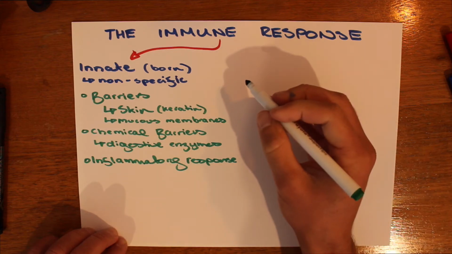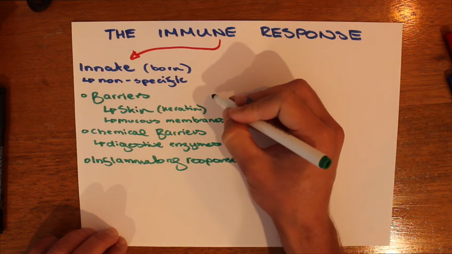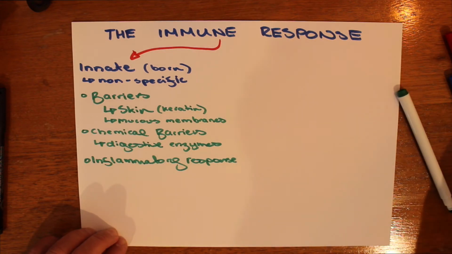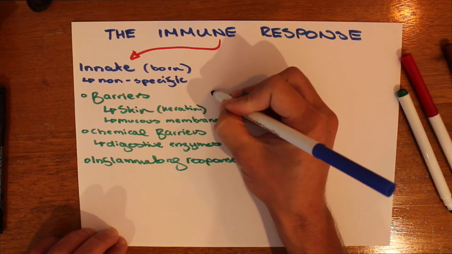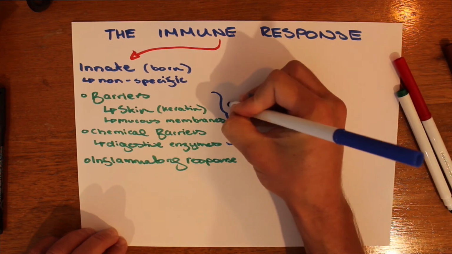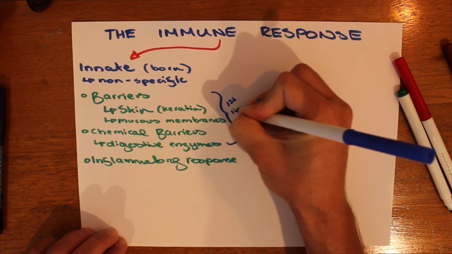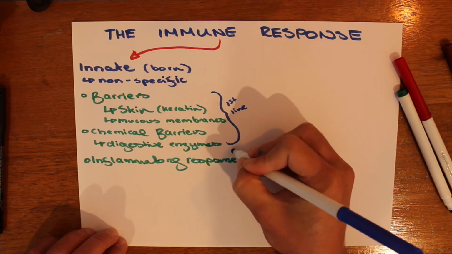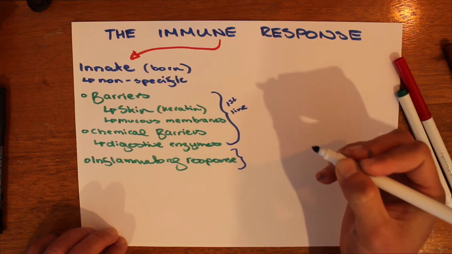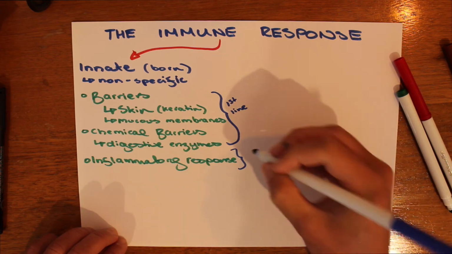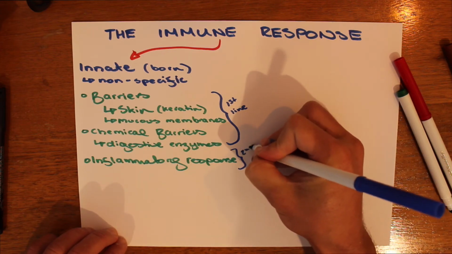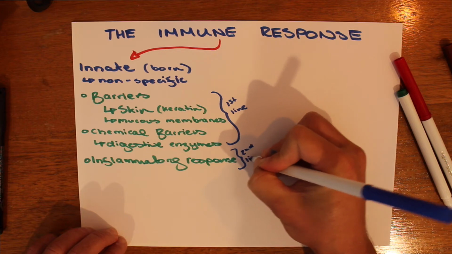So this is basically our first line. We could say the chemical and the physical barriers are the first line of defense. Once a pathogen makes it past the skin, we also have the inflammatory response, which is the second line of defense.